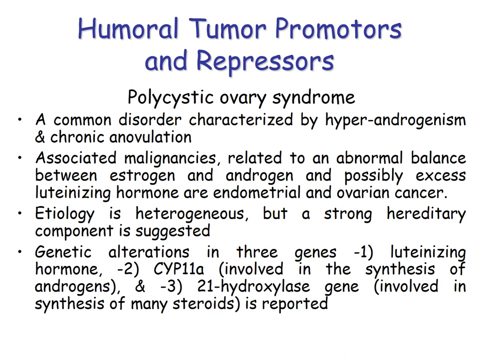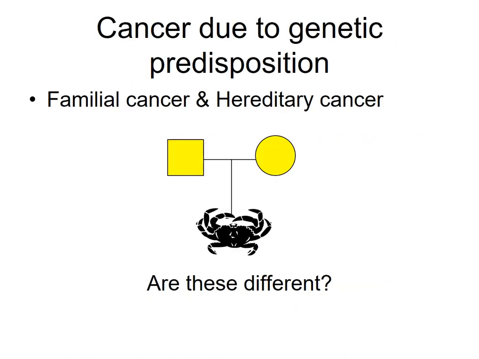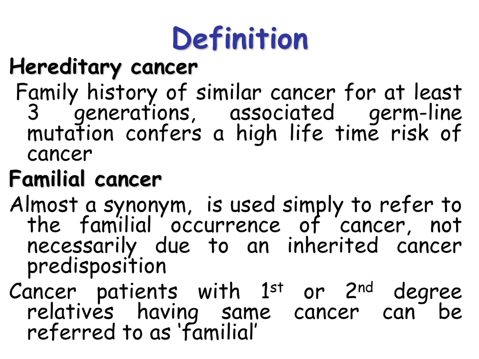Another example is polycystic ovarian syndrome. So cancer due to genetic predisposition is also seen in one person and not in more members of the family. But then sometimes there are familial cancers, or one can say hereditary cancer, or people describe it as this runs in our family. So there are two categories, familial cancer and hereditary cancer. Let us understand how they differ.